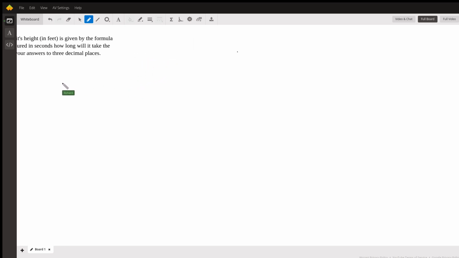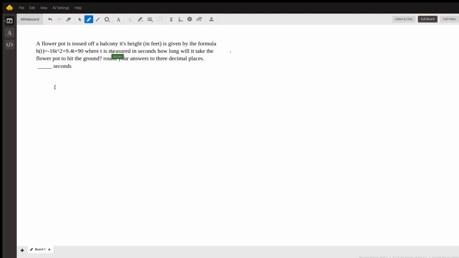The formula, I'll just write it over here again, it's a little hard to see when it's written this way in the problem. So h of t is negative 16 t squared plus 9.4 t plus 90.